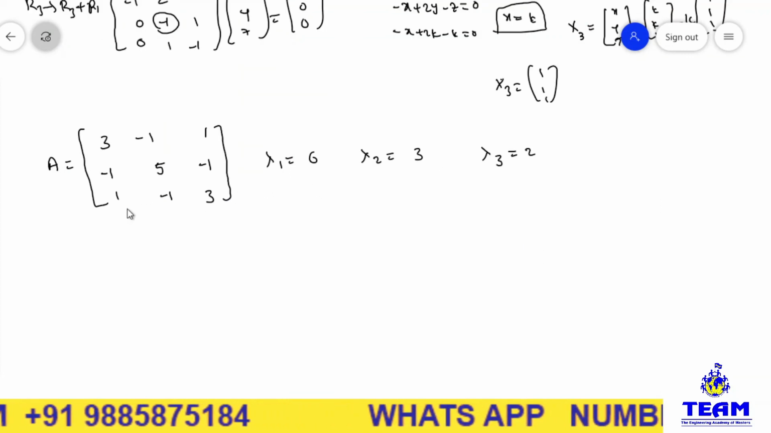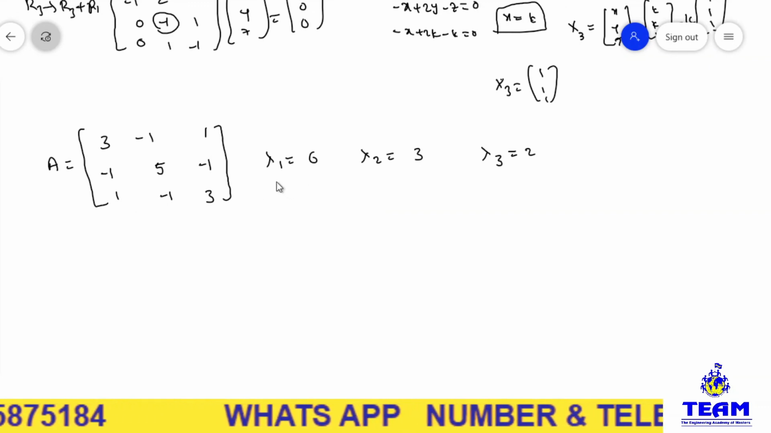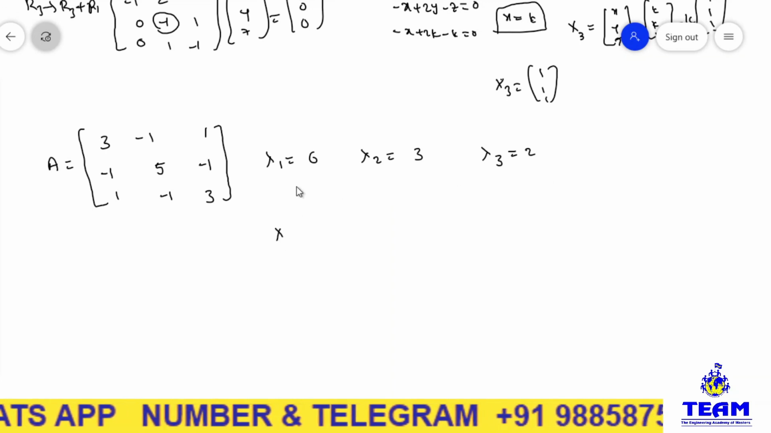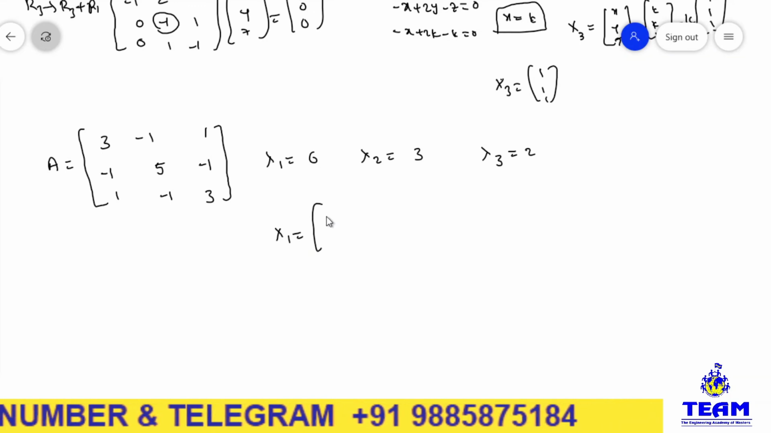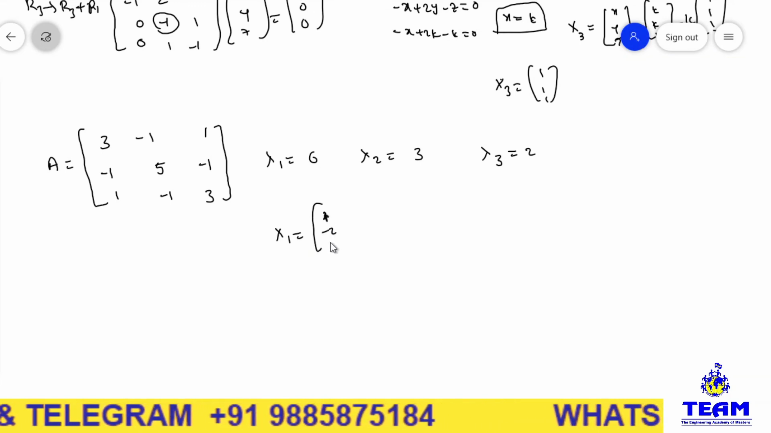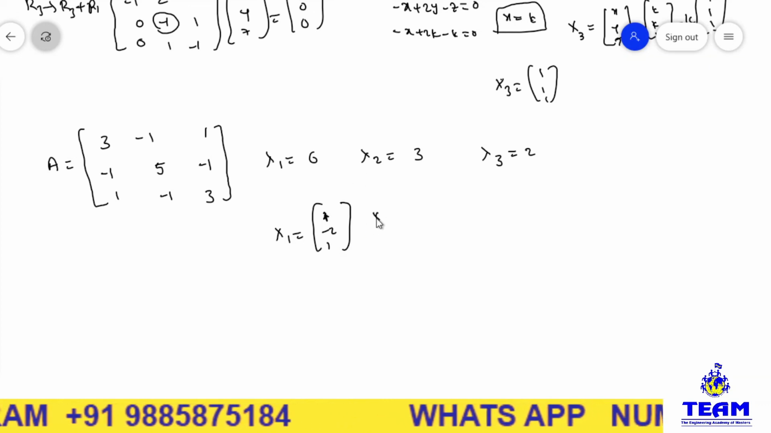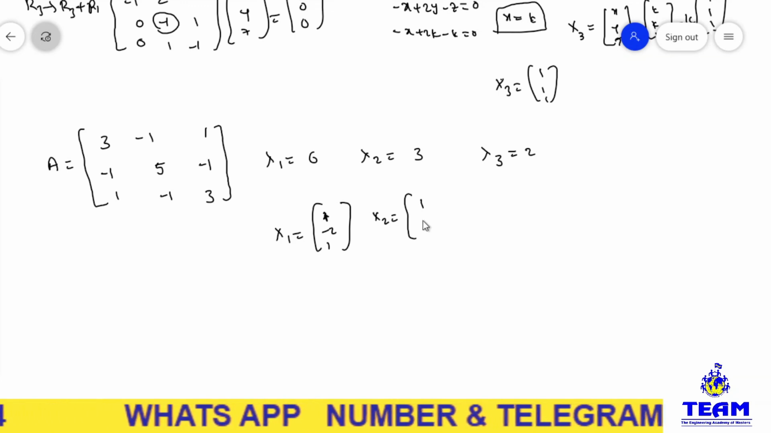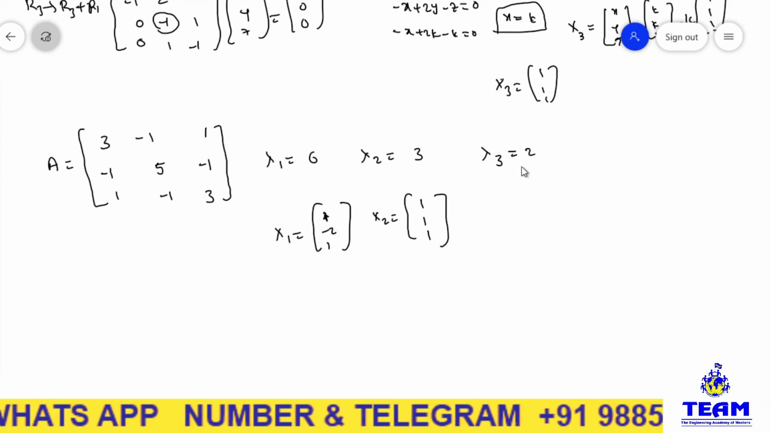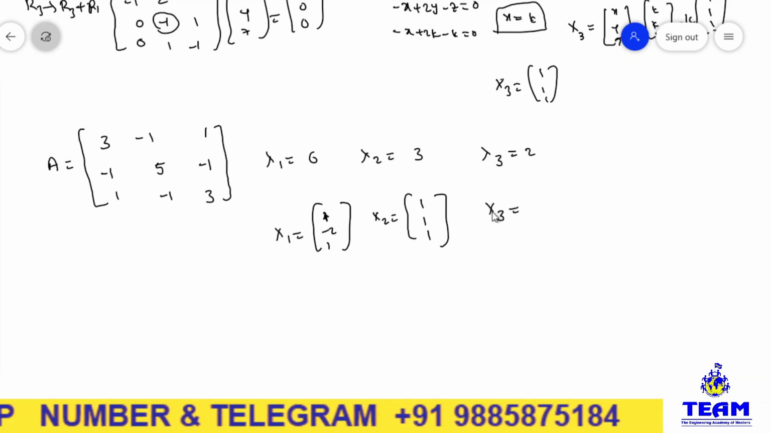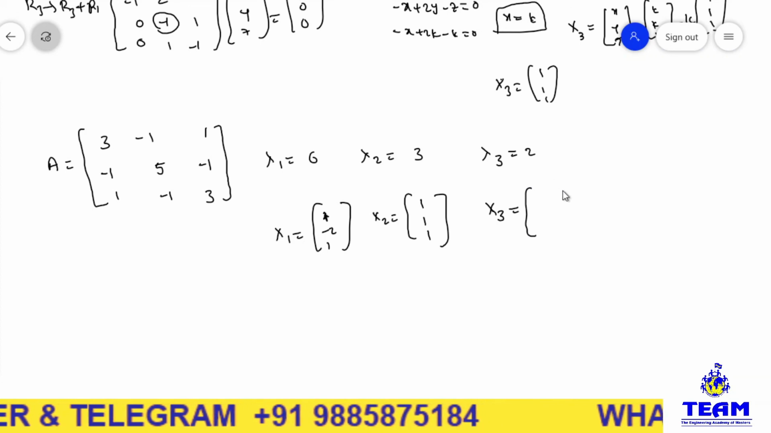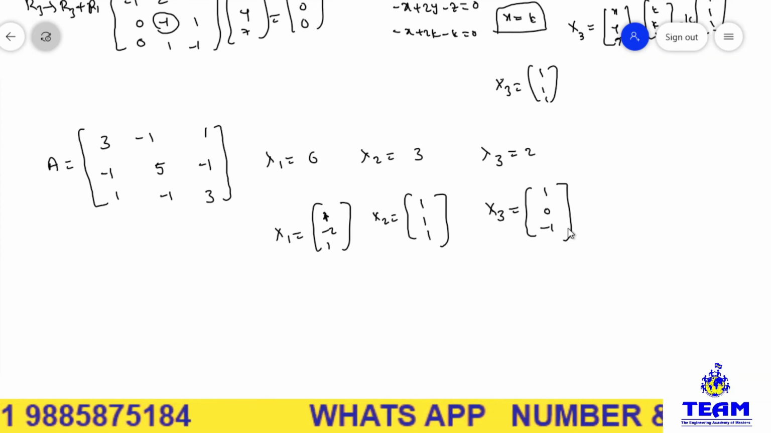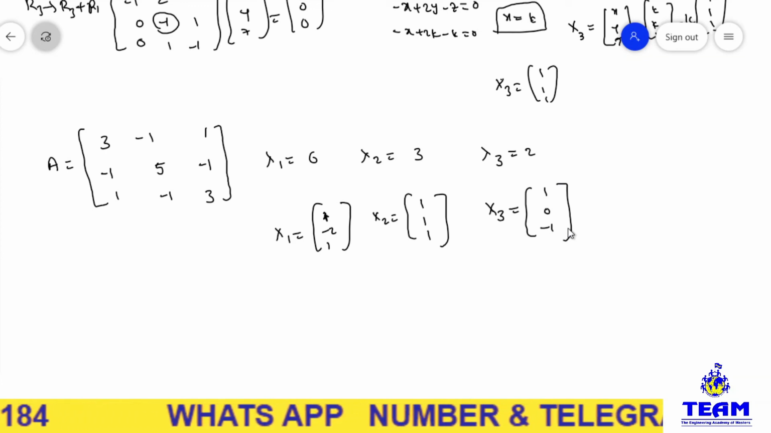Okay friends, now I am writing the given matrix A and the corresponding eigenvalues: lambda 1 is equal to 6, lambda 2 is equal to 3, lambda 3 is equal to 2. The corresponding eigenvector for lambda 1 equal to 6 is x1, where x1 is 1, minus 2, 1. Next, for lambda 2 equal to 3, the corresponding eigenvector we denote with x2, where x2 is 1, 1, 1. And for lambda 3 equal to 2, the corresponding eigenvector we denote with x3, and this x3 is 1, 0, minus 1. Okay friends, is it clear for everyone how to find the eigenvalues and the corresponding eigenvectors?